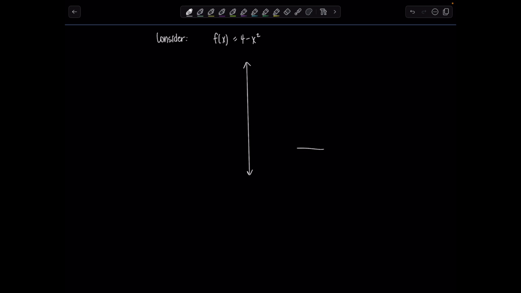Y-intercept is (0, 4). X-intercepts are plus or minus 2. Let's graph it: (0, 4), (2, 0), (-2, 0). Here it is. The extreme value theorem tells me I have absolute extrema as long as we have a closed interval on which the function is continuous. It's continuous everywhere because this is a polynomial, so it's continuous on all real numbers.